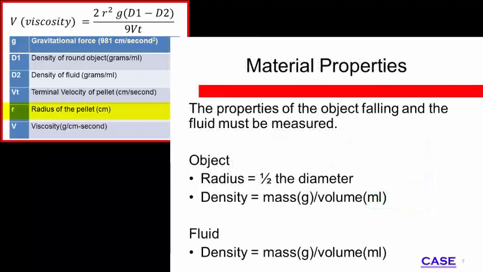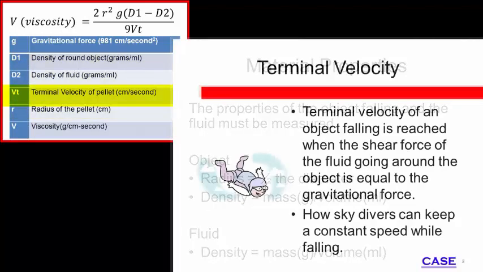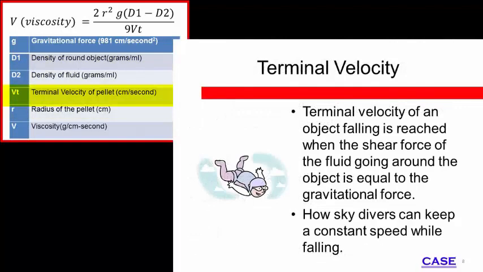The radius of the round object, along with the density of both the object and fluid, are calculated before finding the terminal velocity. Gravity will not cause an object to accelerate forever. Once the shear force of the fluid acting on the object is equal to the gravitational force, the object will stop accelerating and travel at a constant speed called terminal velocity.